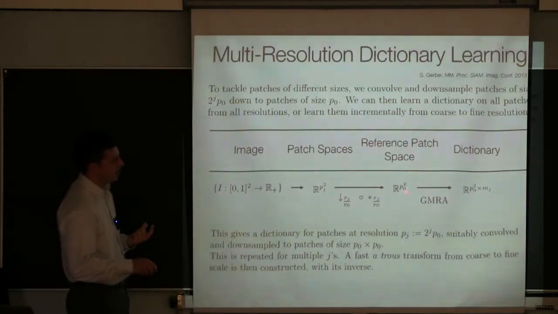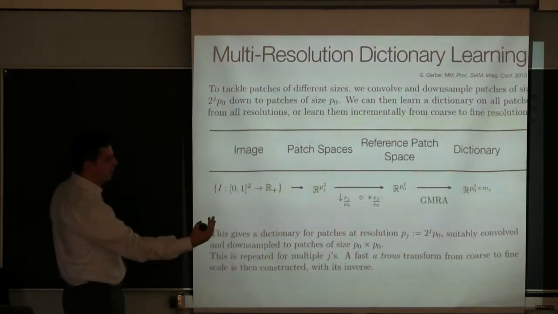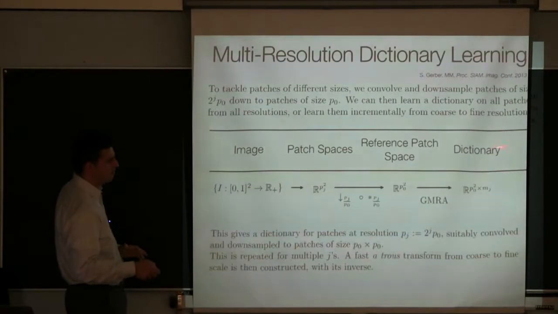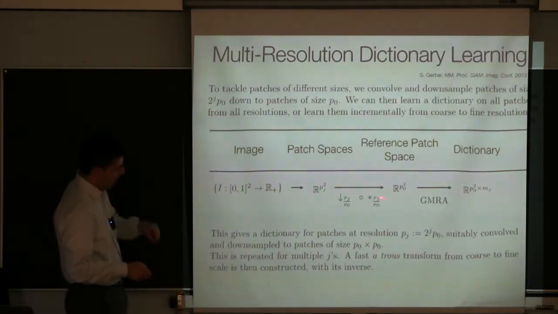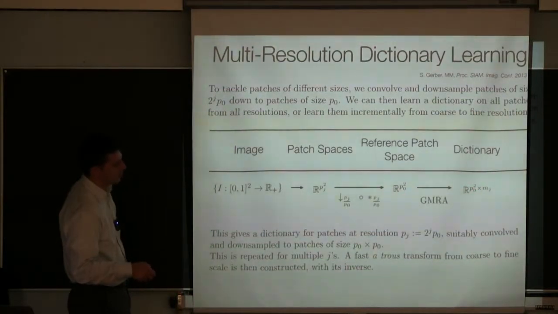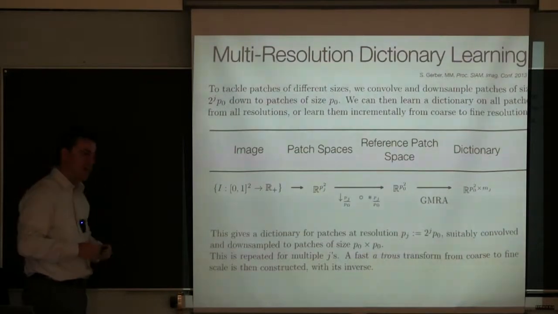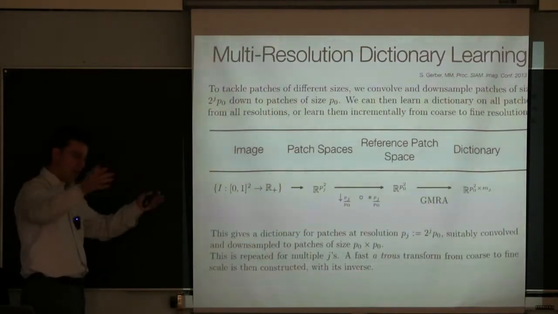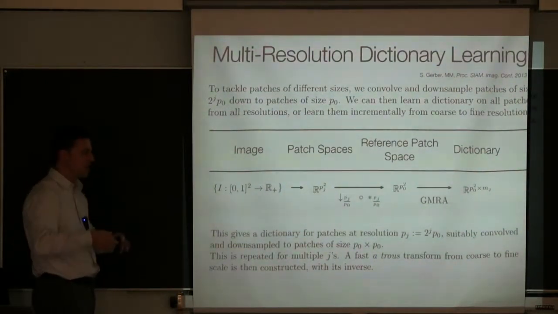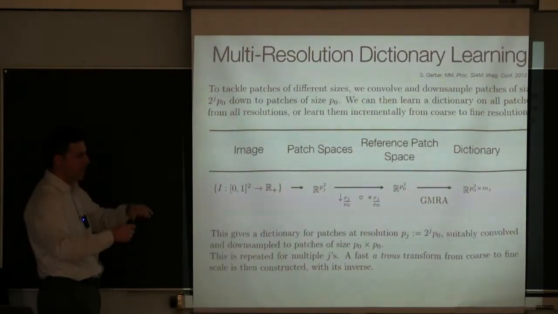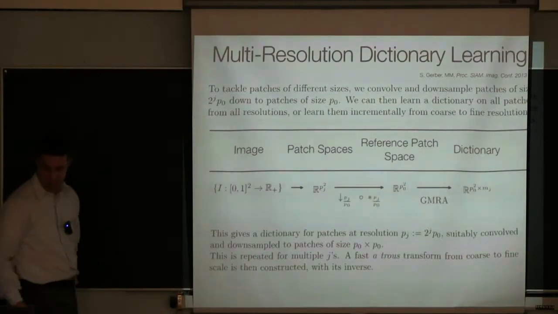And whenever you do that, the patches, no matter how large they were, you convolve and downsample, and they become patches of a fixed size, p0 by p0. And so on those, you do the dictionary learning. And so we start with an image. We collect patches of all possible sizes, but the larger the patch, the more we smooth it out and the more we downsample it. And so we get patches which come from different scales, but all have the same size. And we can do dictionary learning on those.